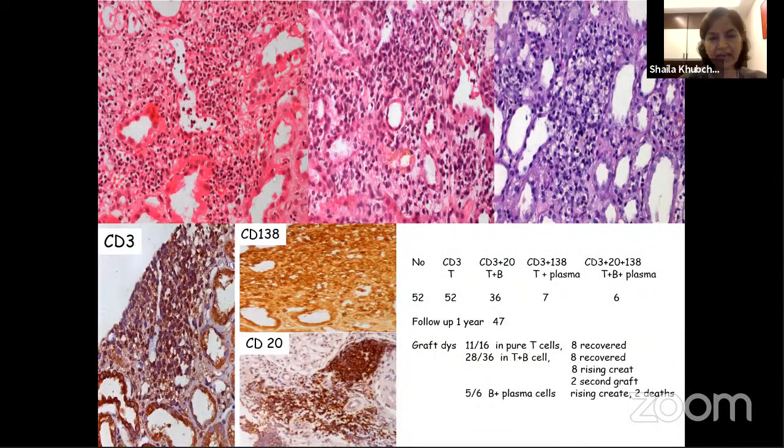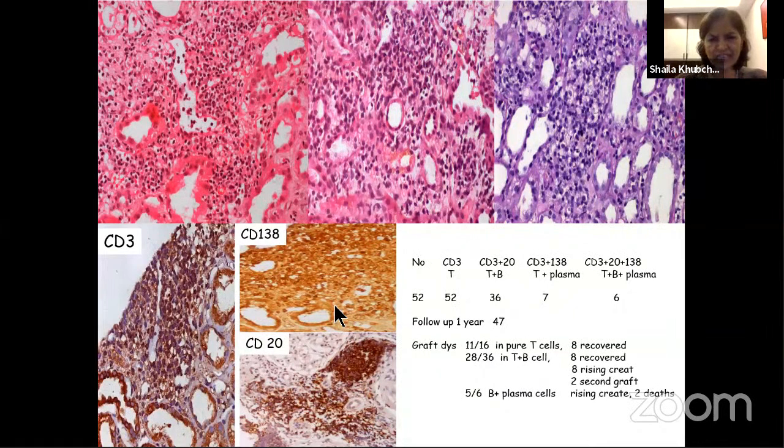You can give a diagnosis of T-cell mediated rejection, keeping in mind that your interstitial inflammation has to be more than 25%. The number of cells present in the tubular lumen has to be more than 4. Once these criteria are met, you can give a specific diagnosis of T-cell mediated rejection.